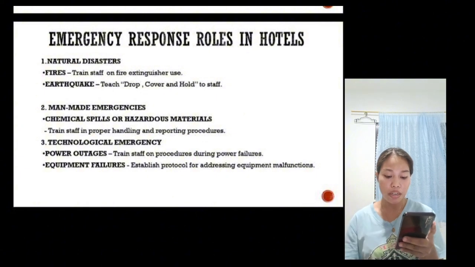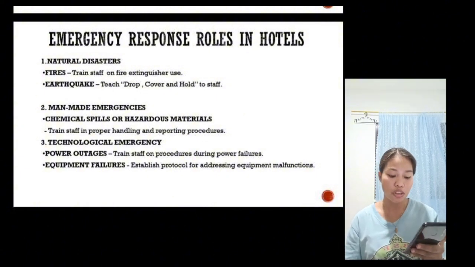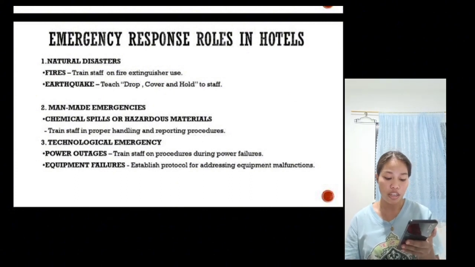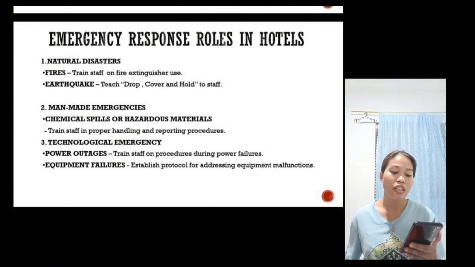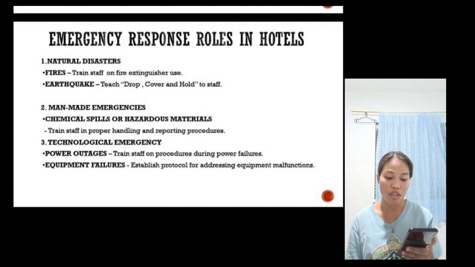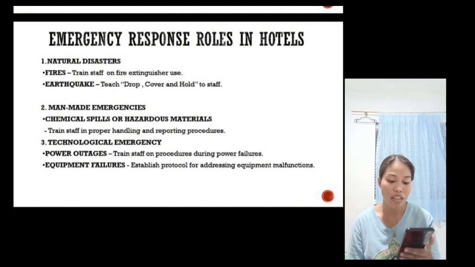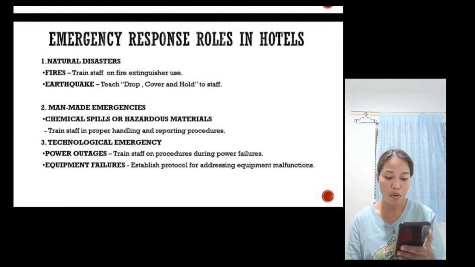Second is the man-made emergencies. So, chemical spills or hazardous materials. Train staff in proper handling and reporting procedures. Providing training on proper handling and reporting procedures for chemical spills or hazardous materials equips staff with the knowledge to manage such incidents safely. This proactive approach helps prevent accidents and ensure a swift and well-coordinated response.